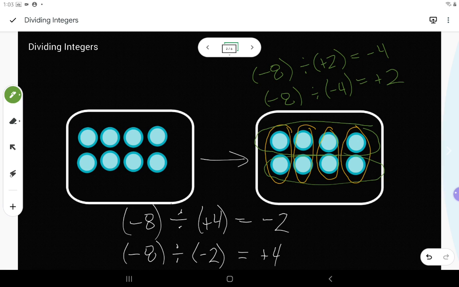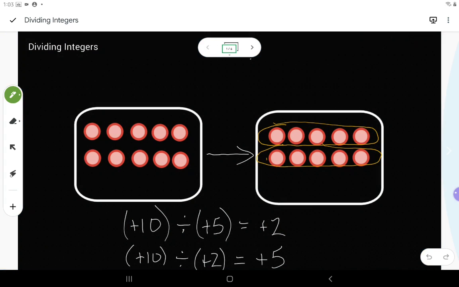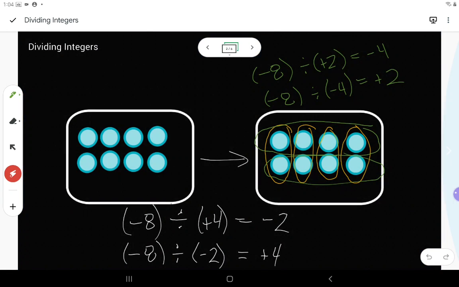Okay. Now hopefully you've noticed as I've gone through some of these, really look, positive, positive, positive, right? And then when I got onto the negative one, right? Negative, positive gave me a negative answer. Negative, negative gave me a positive answer.